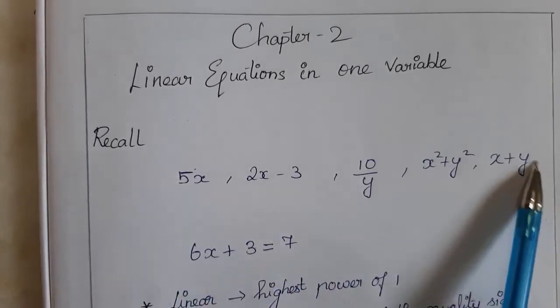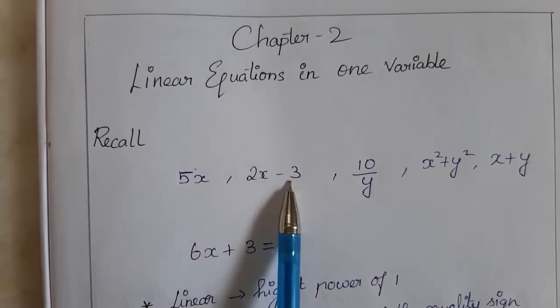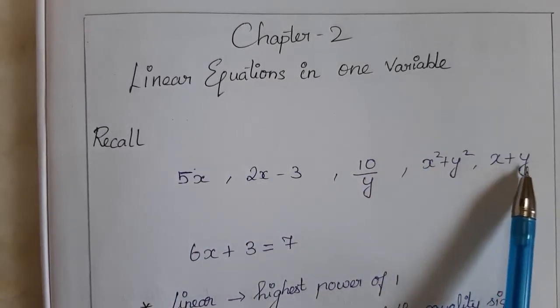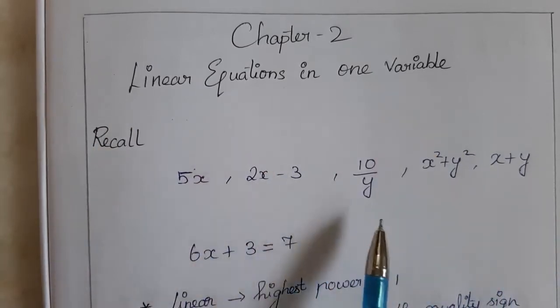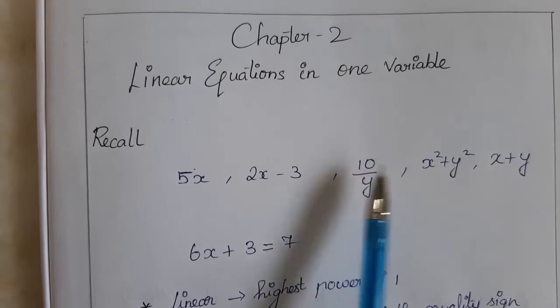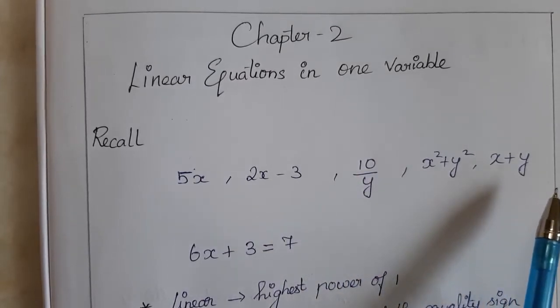Here I gave some algebraic expressions: 5x, 2x minus 3, 10 by y, x square plus y square, x plus y. These are all algebraic expressions. The first has one term, the second contains two terms, the third one term, the fourth two terms, and the fifth two terms.